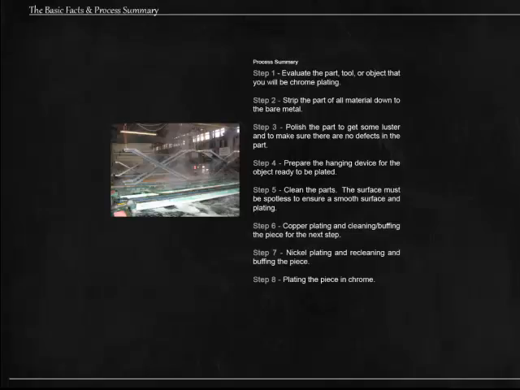And then step six is the copper plating process. In the plating process, there are actually three different materials used. There's copper, and then step seven, nickel, which is actually where you get most of your luster on the chrome piece. And then step eight is the plating in chrome itself.